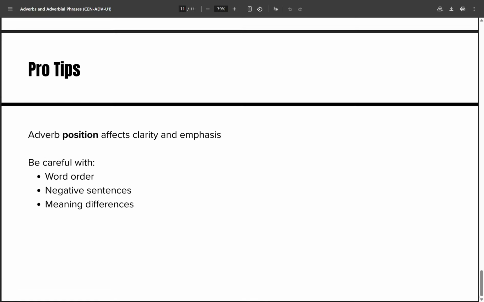And some pro tips for you guys, everyone. Adverb position affects clarity and emphasis. Be very careful with word order, negative sentences, and meaning differences. I do suggest that you research this topic more, because this was a very brief explanation of this grammar, but it's not very simple. So you are going to need to do your own research as well.